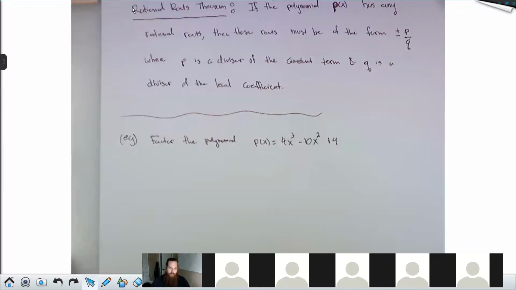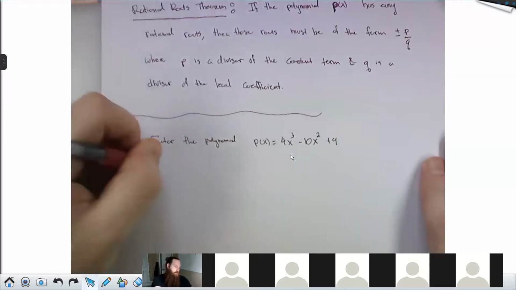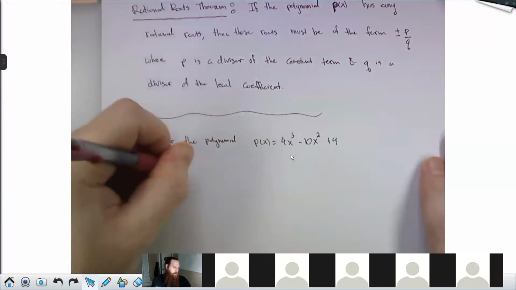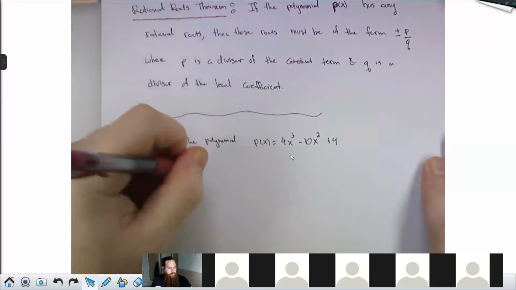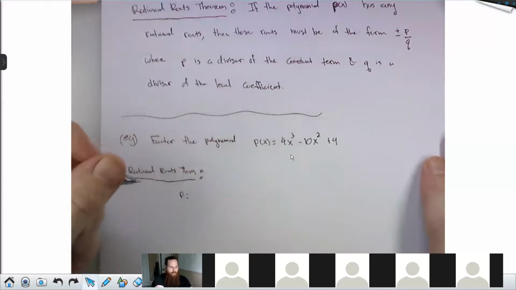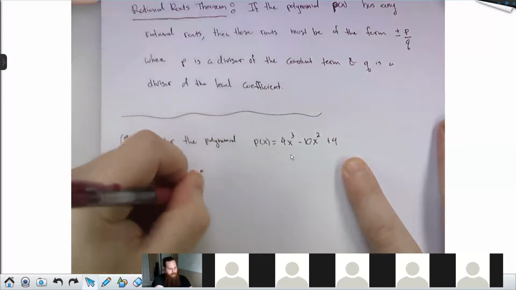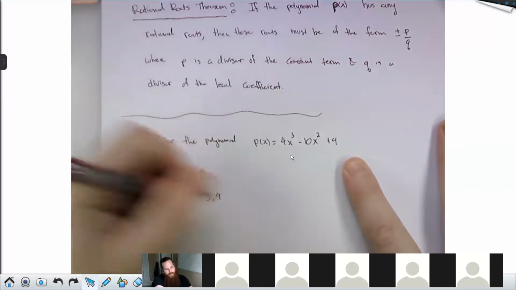So what we're going to do is employ this rational roots theorem. It tells me that if this thing has any rational roots, they must be of the form plus or minus a divisor of 9 divided by a divisor of 4. So here's how I like to do this. I say I'm going to use the rational roots theorem, and then I write down my list of p's and q's. The possible values of p, remember these are divisors of the constant term. Well, what numbers divide 9? 1, 3, and 9.